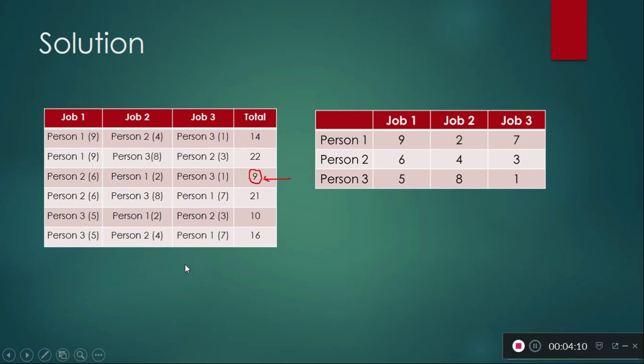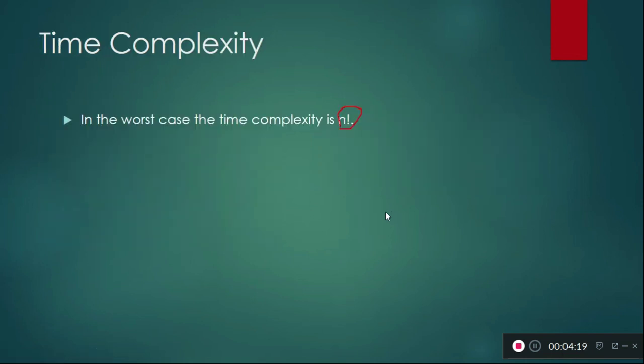If it was 4 jobs and 4 persons, it would be 4 factorial. 5 persons and 5 jobs, 5 factorial. So this is how you solve assignment problem. You can take up any example of jobs and persons and try to find the least amount of time taken to finish those jobs.